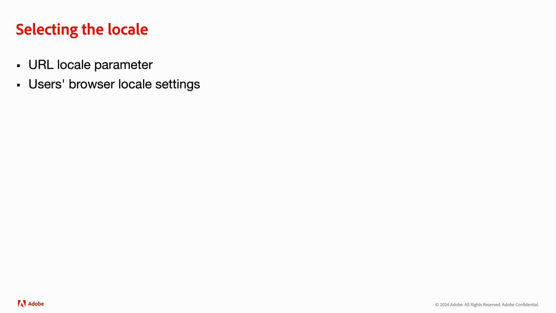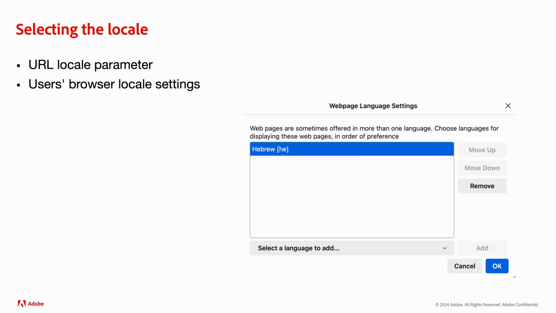We just saw how to preview a localized form using the locale parameter. Alternatively, the locale can even be picked up from your browser settings. If your browser is set to Hebrew, it would automatically switch the form to Hebrew for you.